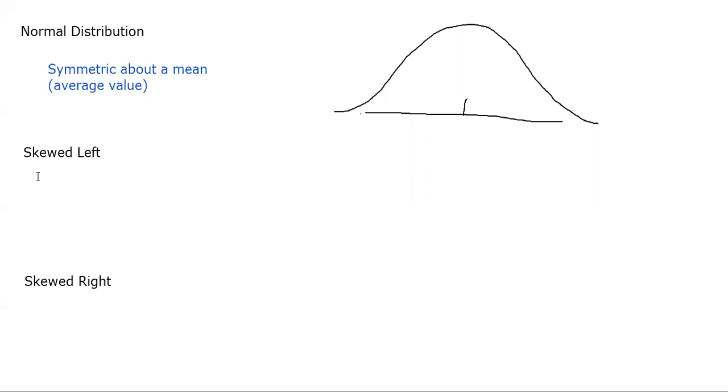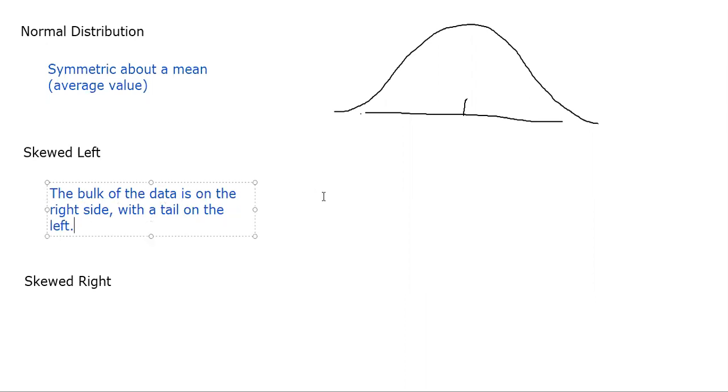If I have skewed left data, the bulk of the data is on the right side with a tail on the left. So visually, if I were to draw that, I've got this tail of data that skews out to the left, but then I've got the bulk of the data over on the right side. And so that left side is what's skewing it or causing it not to be normal.